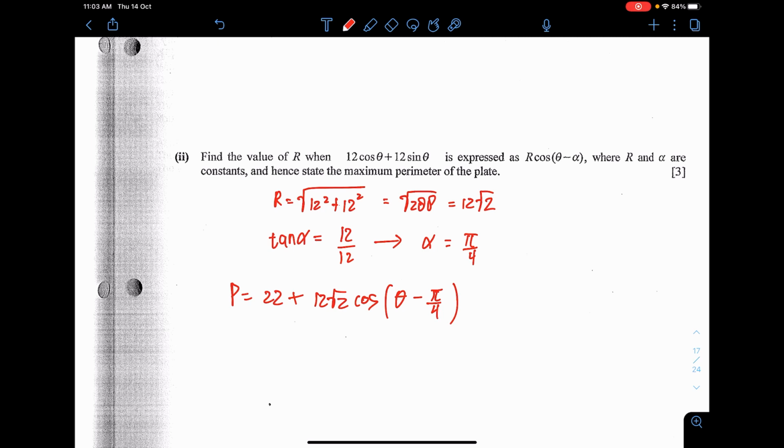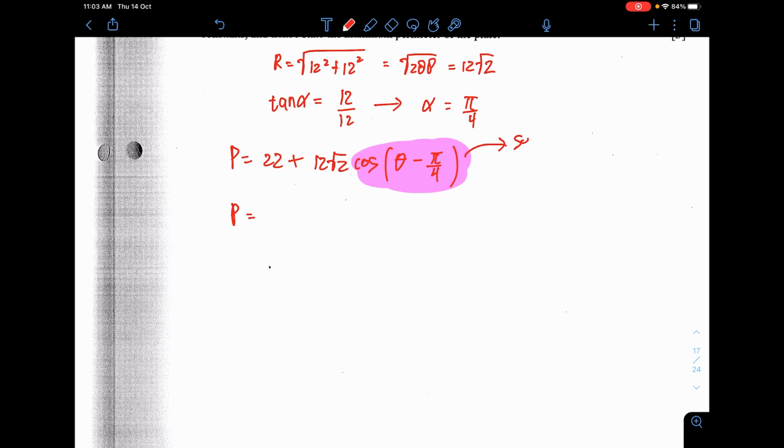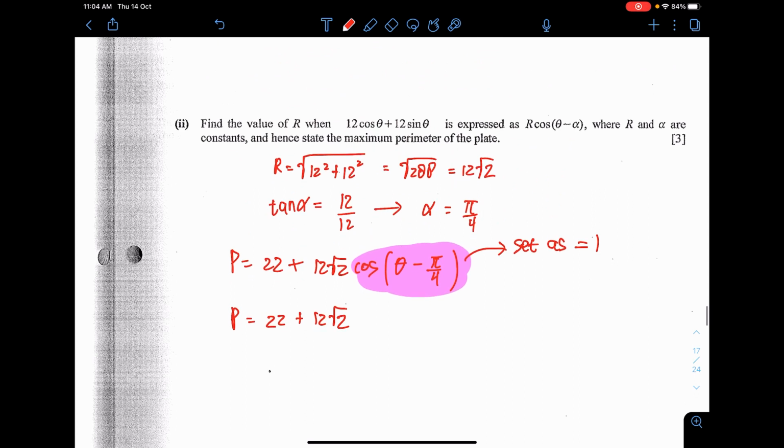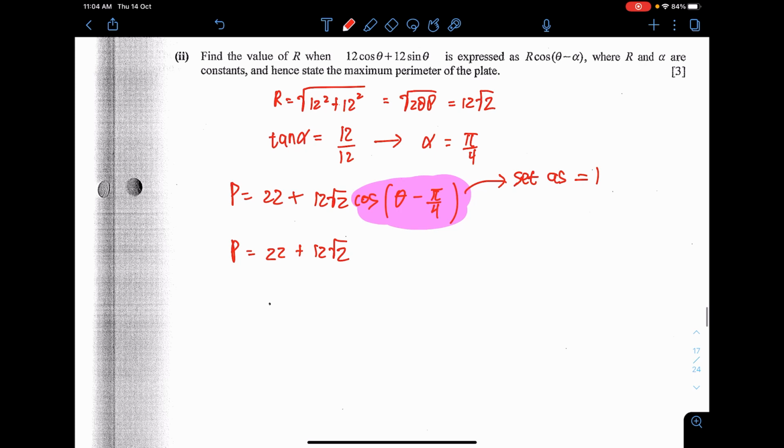The maximum perimeter of the plate, P. Now, to find out the maximum value, you need to tinker with the cosine here, because this is the only variable. Now, to make it as maximum as possible, you need to set this as 1. Know that cosine can become 1 or negative 1 or anywhere in between them. So the best possible scenario is this is equal to 1. Hence, I got 22 plus 12 root 2 as the biggest possible. They don't ask you for the value of theta when this happens. So, just leave your answer like this. No need to tell them the theta.